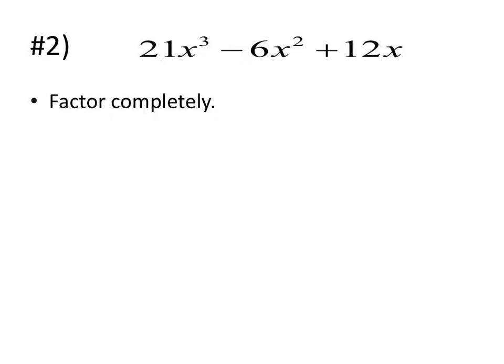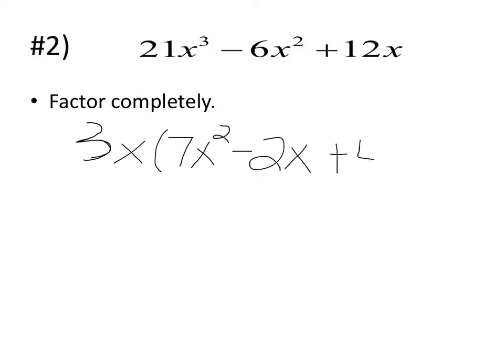Alright, number 2, factor completely. Your first step of factoring is always to factor out a GCF. Notice 21x cubed, 6x squared, and 12x all have an x, and they also have a 3 in common. So I'm going to factor out a 3x, and that leaves me behind 7x squared minus 2x plus 4.